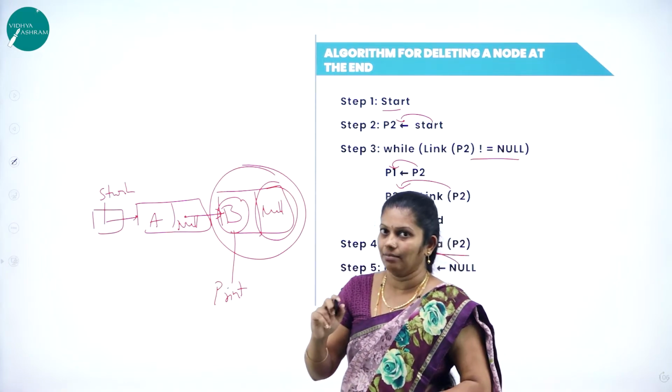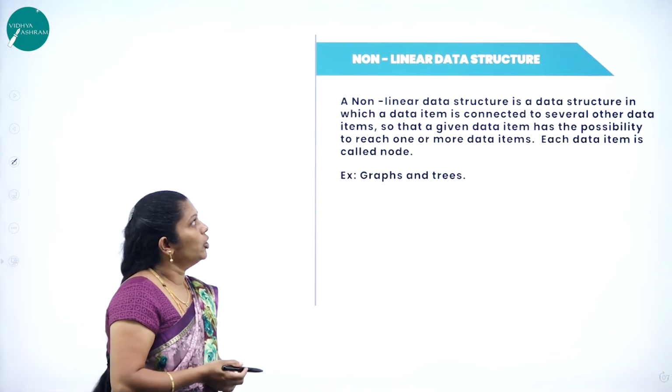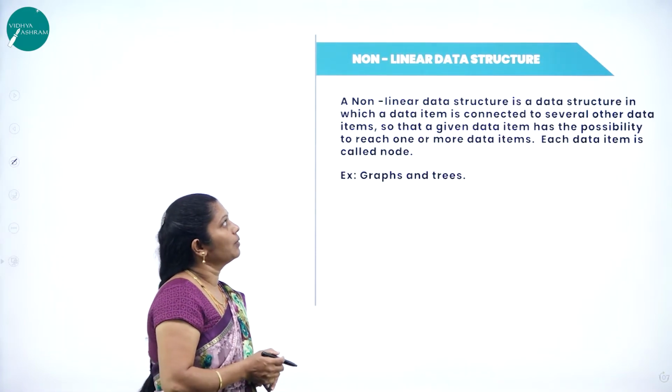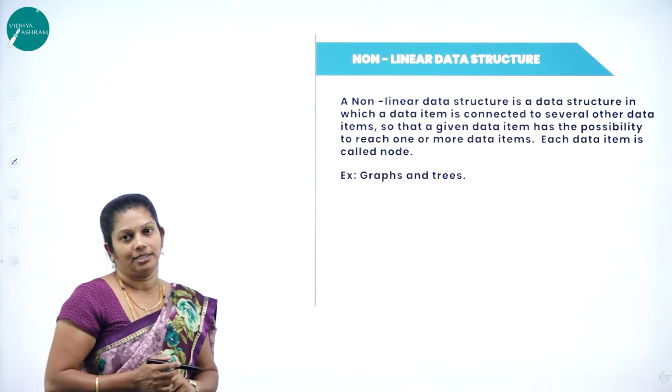And with that, the algorithm to delete the node at the beginning as well as the end is covered. Next, we will move on to non-linear data structures. What do you mean by a non-linear data structure?